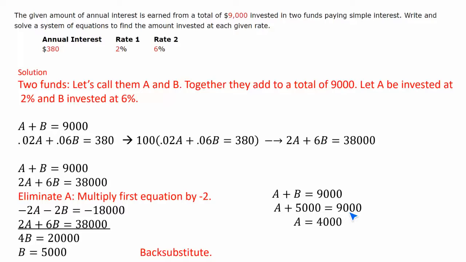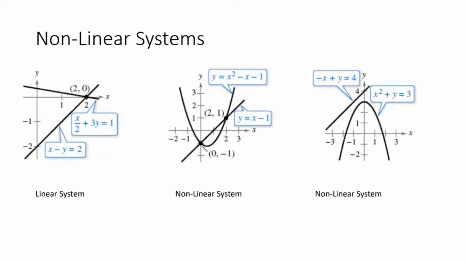So we put $4,000 at an interest rate of 2%, and we put $5,000 at an interest rate of 6%, and together it only earned $380. So you do not want to use simple interest to retire, right? Because that would be like not a good investment. So there's other types of investments that you can use for retirement purposes. For example, annuities, right? Okay, so I think the next thing is nonlinear systems.